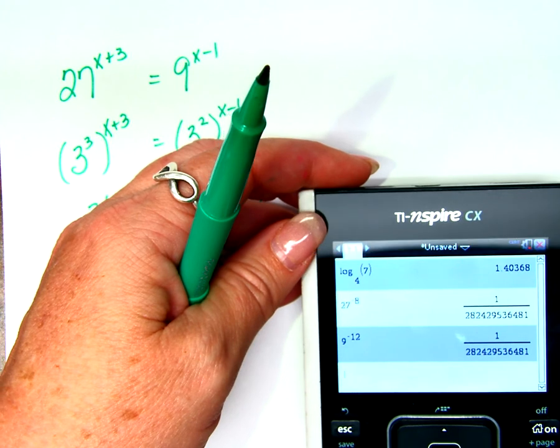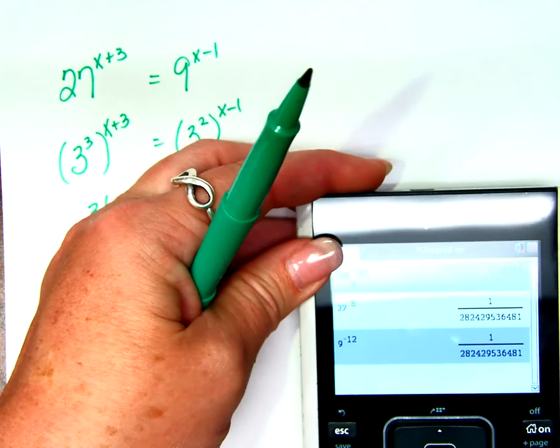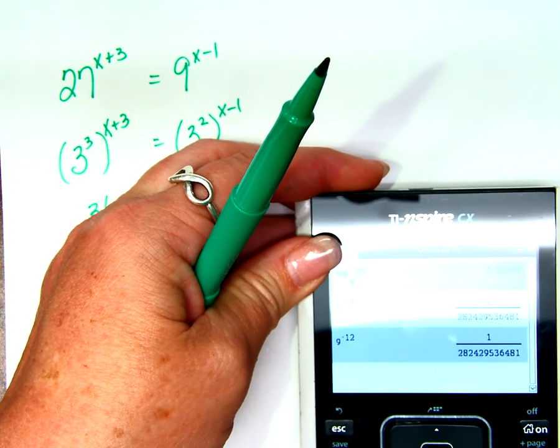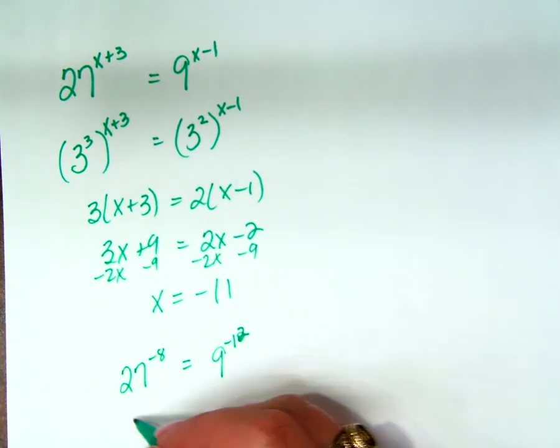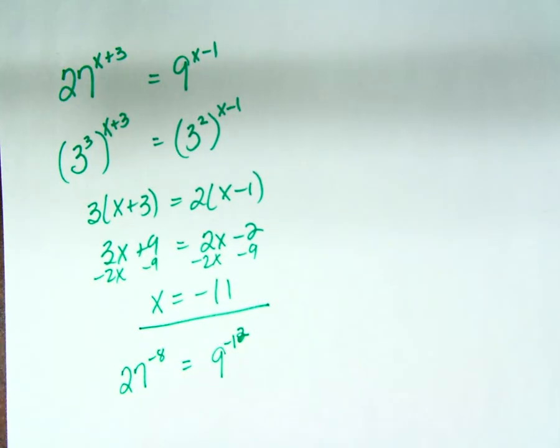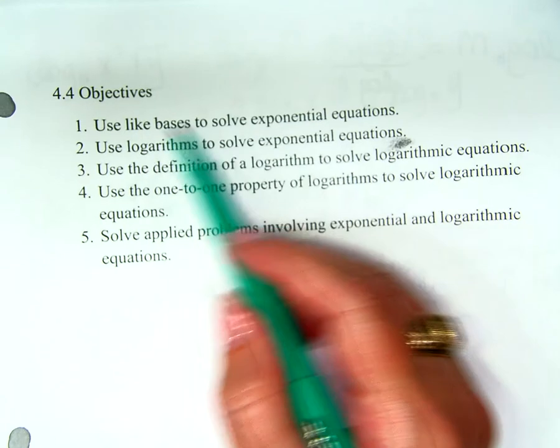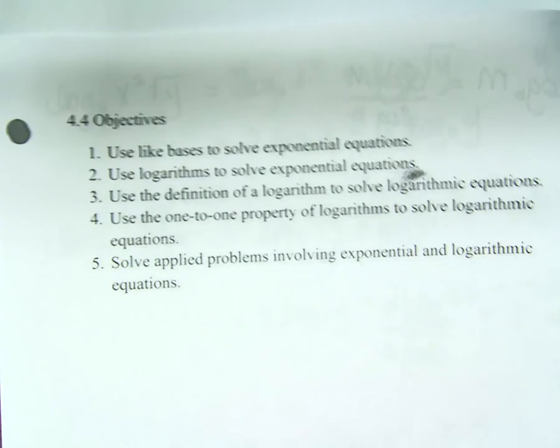I don't even care what it is. What I care is that they're exactly the same, right? I don't have to go write that down anywhere. What I care is that they are exactly the same, so I know that that is my correct answer. Does that make sense? Okay. So that was our objective about using like bases to solve exponential equations. Okay? So that took care of our first objectives, those three examples.